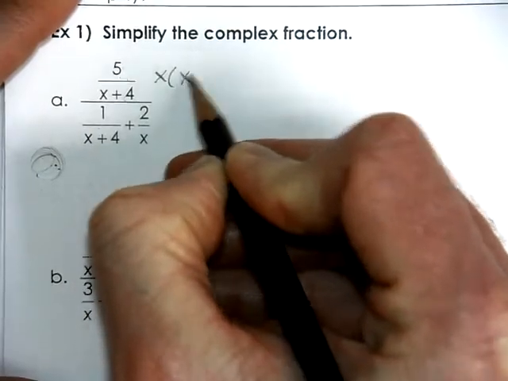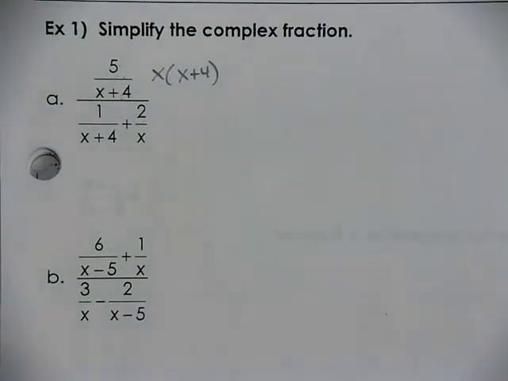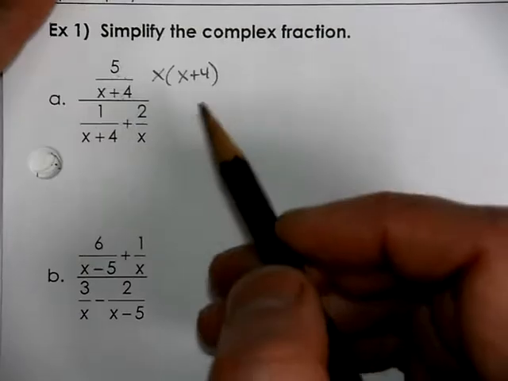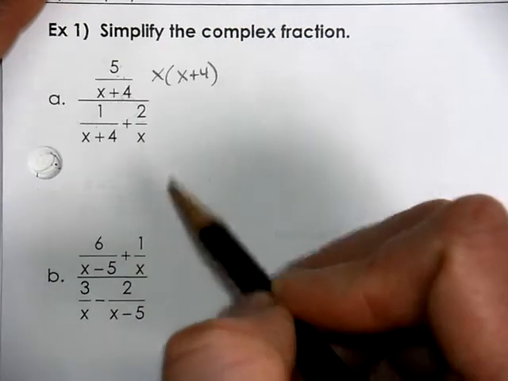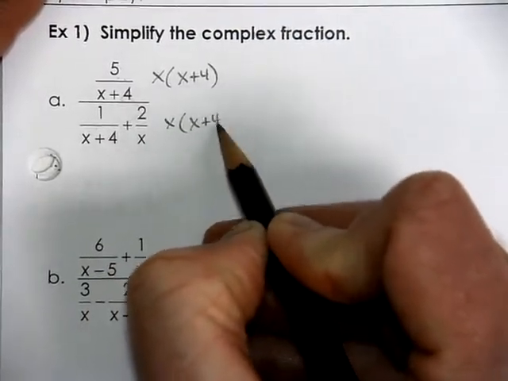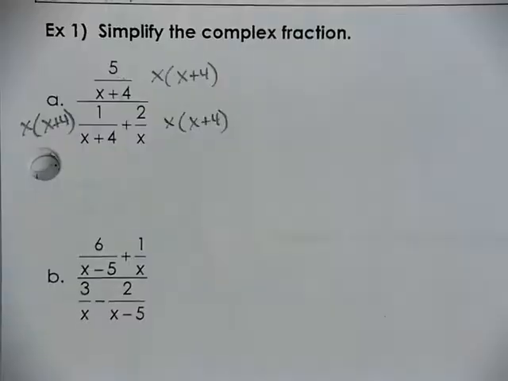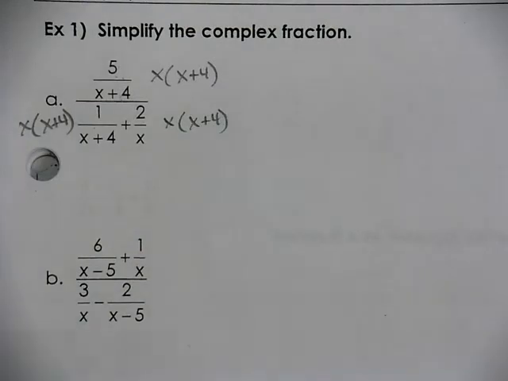X times x plus 4. Every denominator has an x in it, or it has an x plus 4 in it. So the common denominator is x and x plus 4. So we're going to multiply that to the top fraction, to the bottom right fraction and to the bottom left fraction. I would write it, in this case, 3 times, because you have 3 separate fractions.